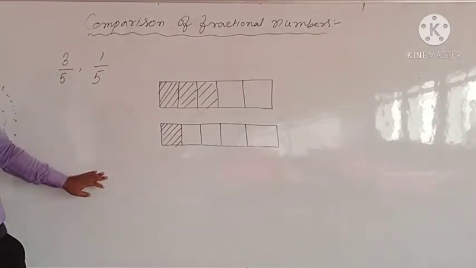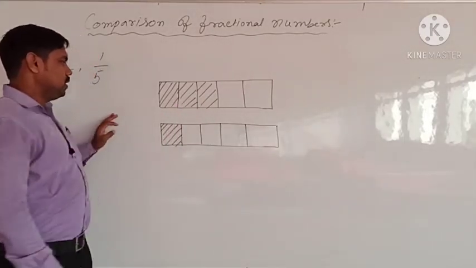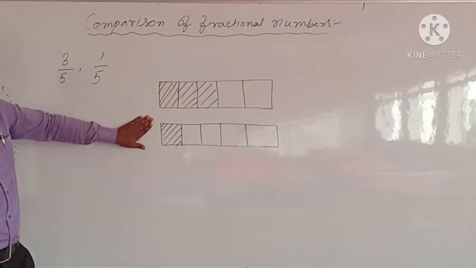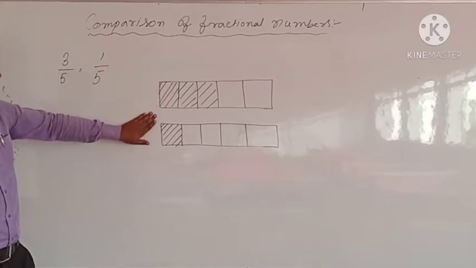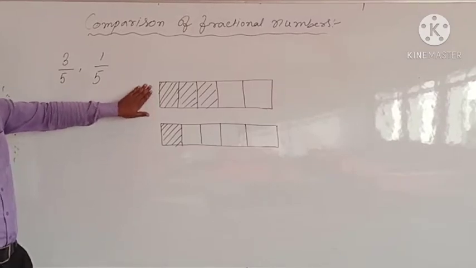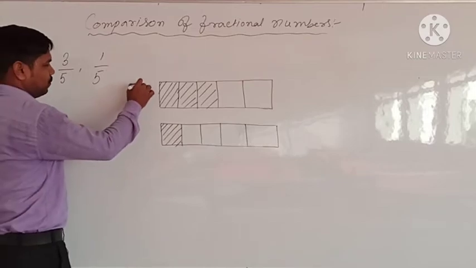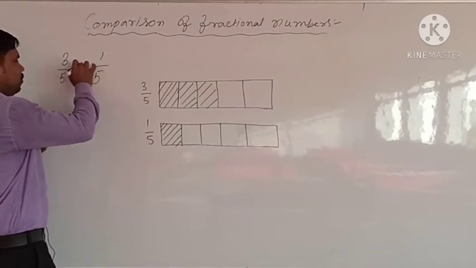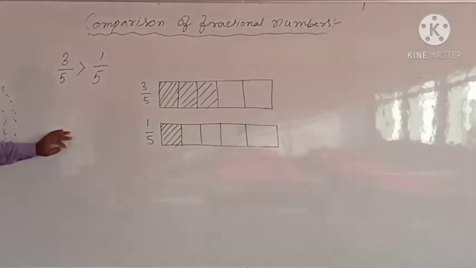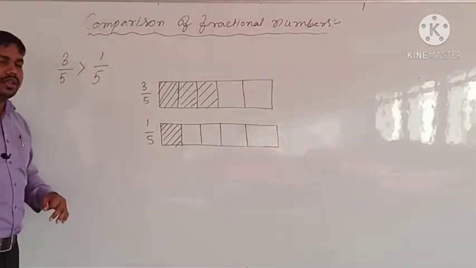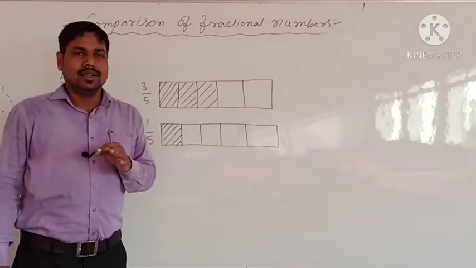So what you observed here is, in this we have colored 3 parts, in this we have colored only 1 part. So in which one is more part colored and in which one is less part colored? Definitely the first figure, which is 3 by 5, is greater than 1 by 5. So here we can use this symbol: 3 by 5 is greater than 1 by 5. In the same way, you can take a few more examples and conclude this.